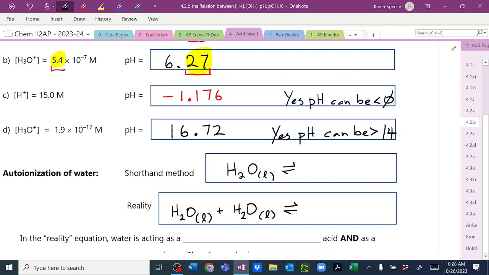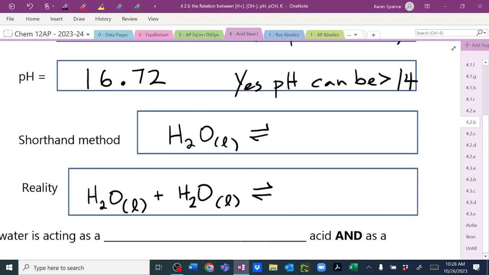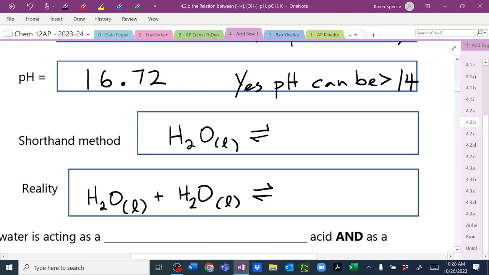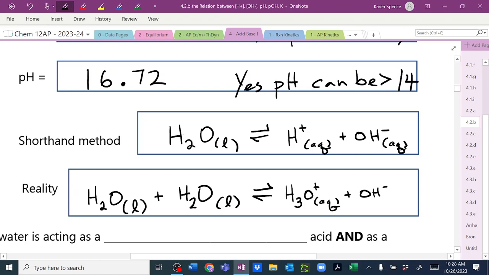Do those look like your reactants? 1 water for the shorthand method, 2 waters for the reality. Is that looking good? All right.